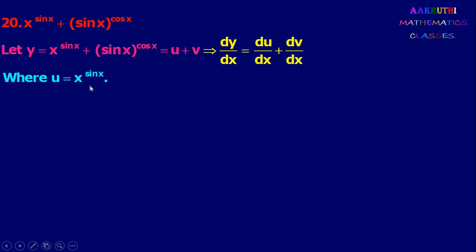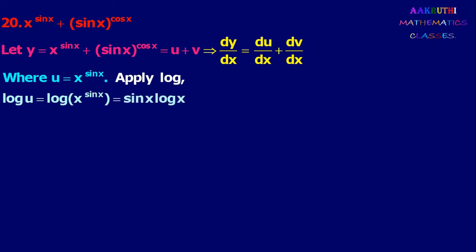Now we apply log on both sides, we get log u equal to log of x to the power sin x. So log u equal to log of x to the power sin x, and we can simplify this. Take sin x as coefficient, we can write log u equal to sin x into log x. So log u equal to sin x into log x.